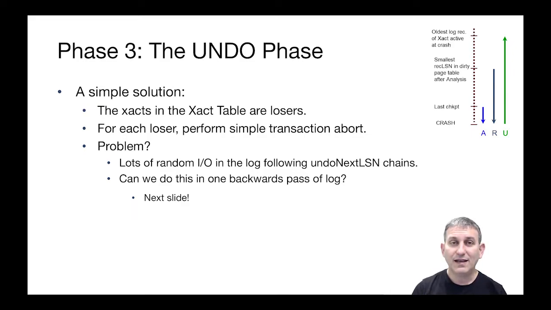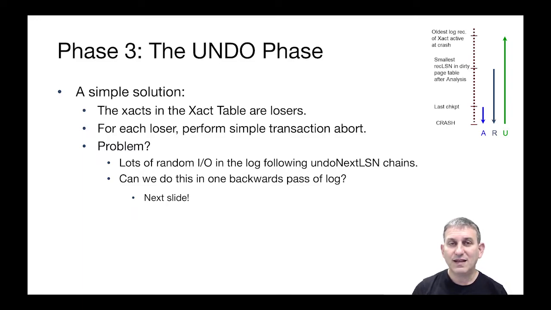Okay, we've looked at analysis, we've looked at redo. Now let's look at the undo phase. The simple solution for the undo phase is just to go through the transaction table, and for each transaction that's left, those transactions are called loser transactions. They're the ones that need to abort. So for each loser transaction, we could do the transactional abort we learned on the previous slides. And that would absolutely work as our undo phase.